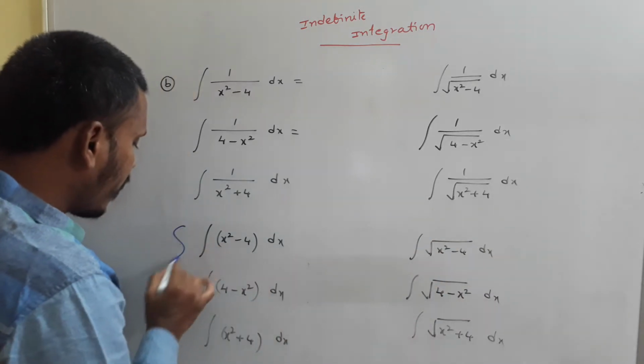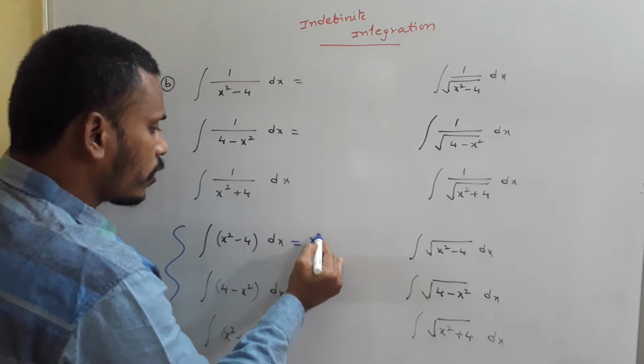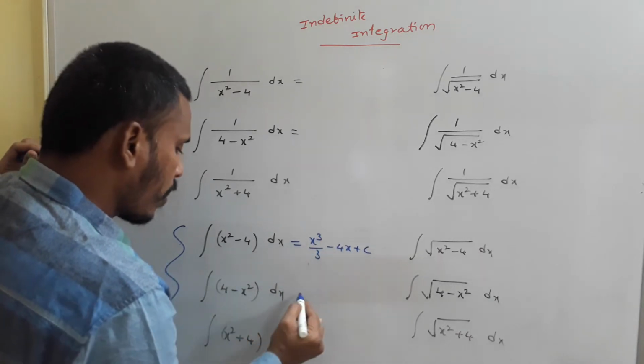So these three integrals are very basic fundamental algebra of integration. So its answer is what? x cube by 3 minus 4x plus c, right? And what is its answer?